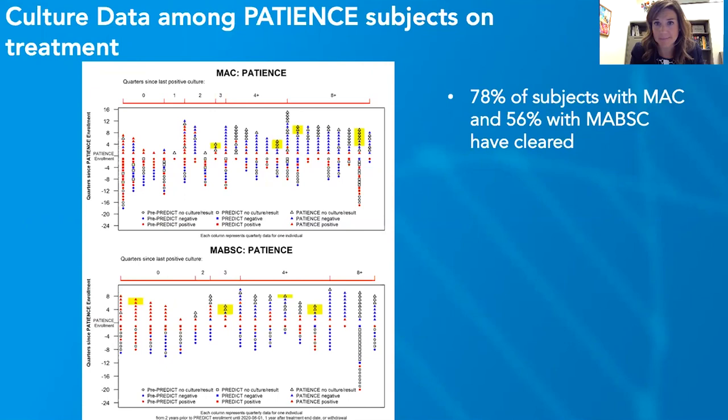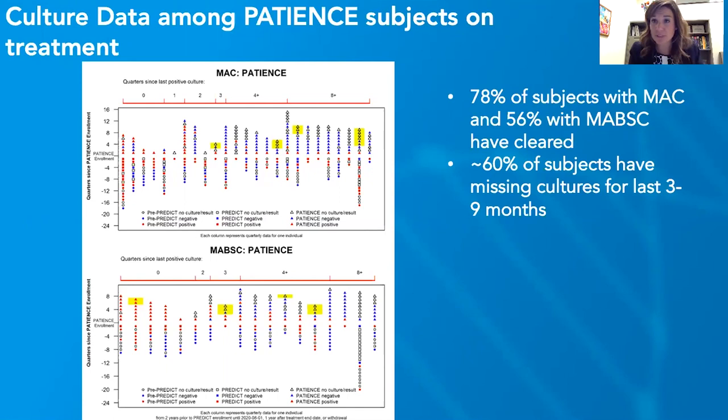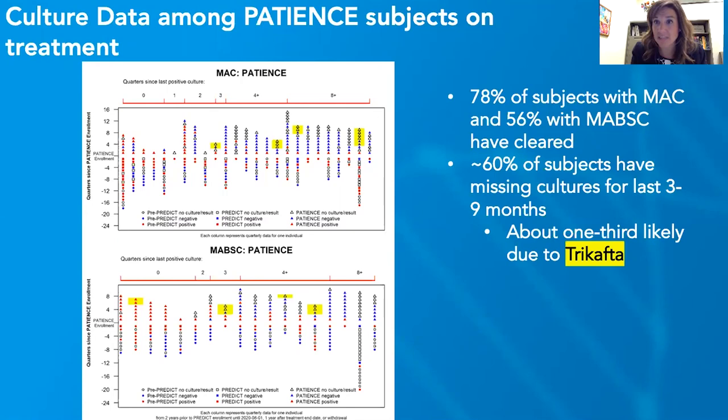More recently, kind of similar to PREDICT, about 60% of subjects have missing culture data for the last 3 to 6 months. Again, a good number of them are on Trikafta, so this is likely related to reduced sputum production on Trikafta. And also we think that similarly, there is a COVID impact as well.